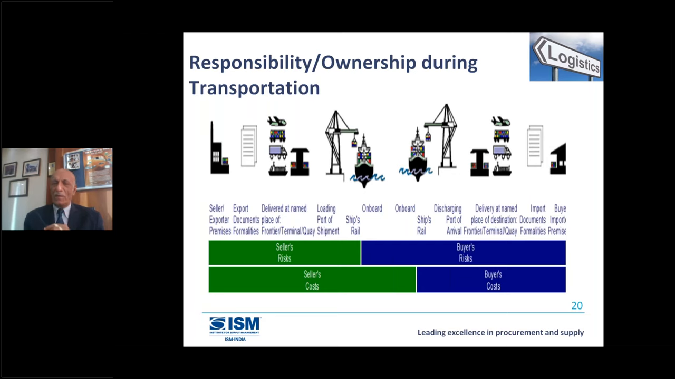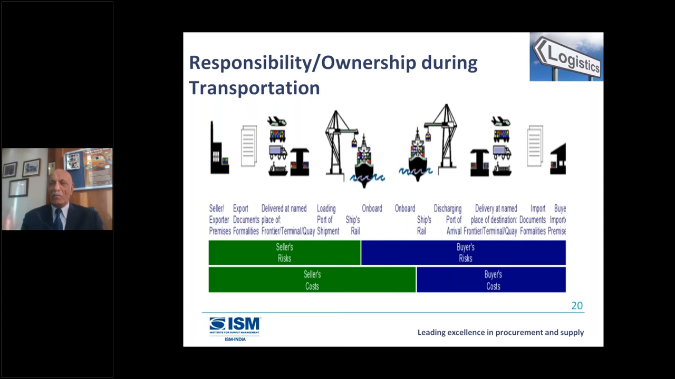Now, somebody has to load it. It goes on the ship's rail, is there on board. Then again, it leaves the board. And then the port of arrival is there. At the port of arrival, again, the crane has to get the container out. Delivery at the named port of destination, customs clearance. And then it has to go to the buyer's place. So in this whole chain of activities, there are risks and there are costs.